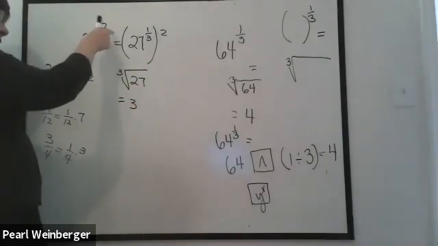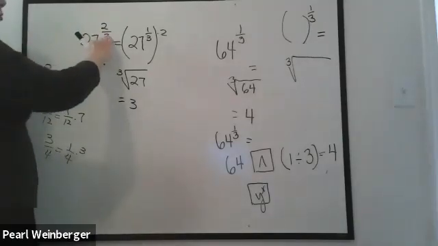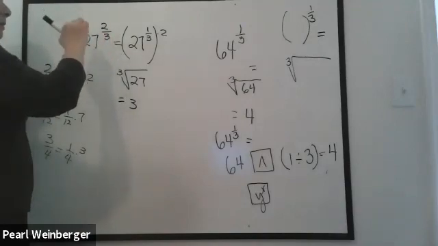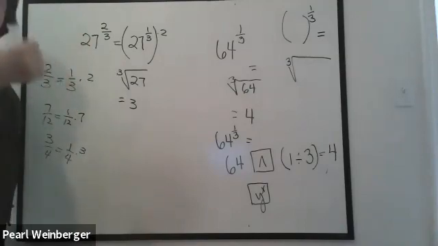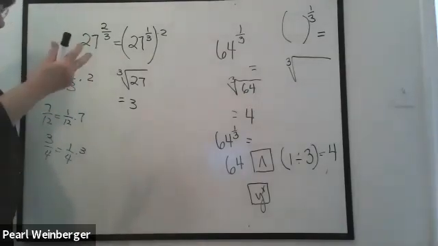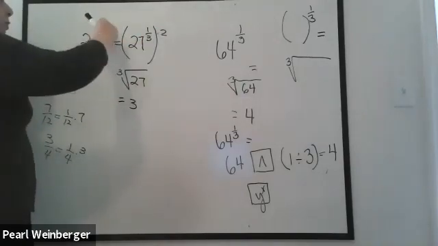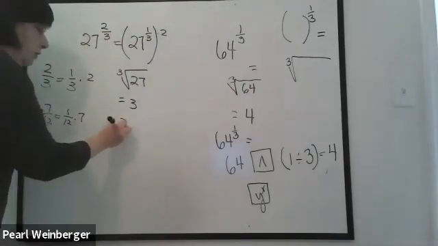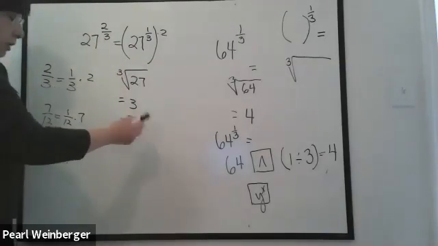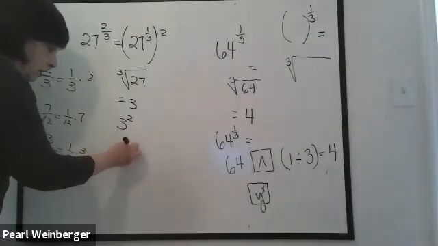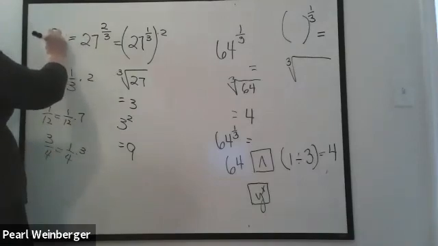That's your first thing. In other words, deal with the denominator. The denominator is telling you the index is 3. That means you're doing the third root or cube root of 27, which is 3, because 3 times 3 times 3 is 27. And then you have this other exponent of 2. You have to do that second. So now you have to take the answer we got, which was 3, and square it, which will give us 9. So my final answer to this is 9.